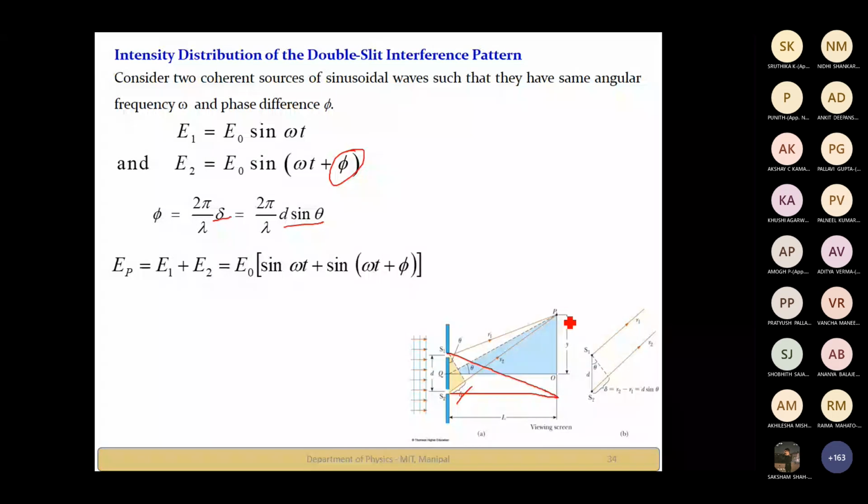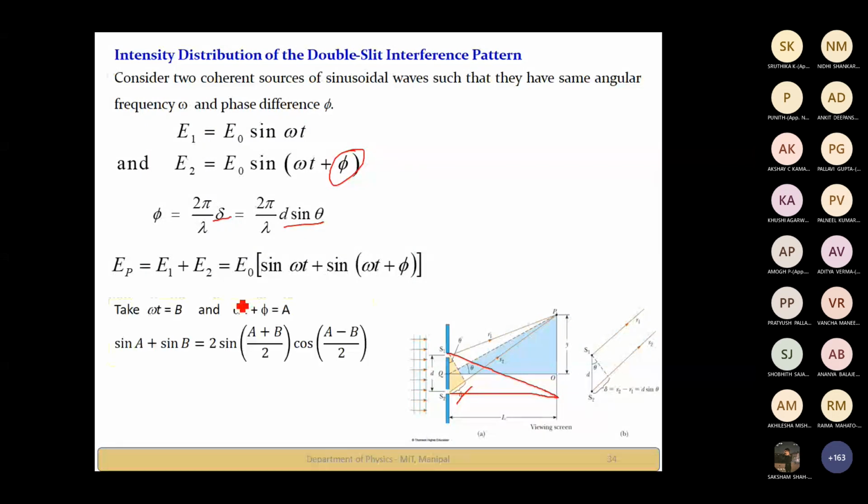So we'll sum up the two waves, that means we'll add the two components and find the resultant. We can take omega t as B and omega t plus phi as A. We will put this in the form sin A plus sin B, which we can write mathematically as 2 sin((A plus B) by 2) cos((A minus B) by 2).